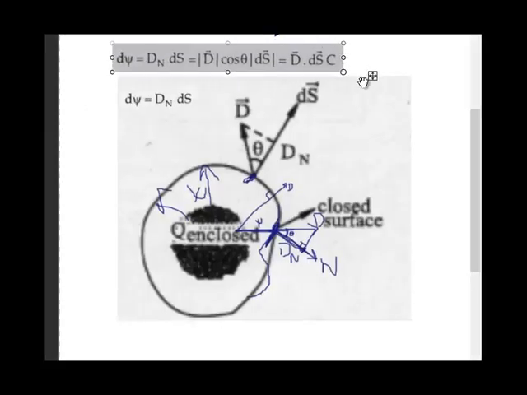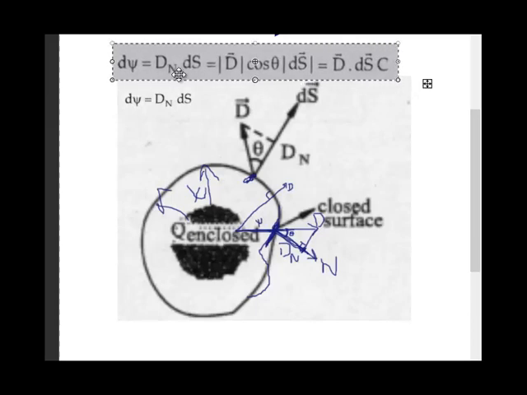You can see the formula. dψ is dn into ds, where dn is the normal component of D having angle theta. So it can be written as D cos theta into ds, where D is a vector quantity, and ds, the differential surface, is also a vector quantity. So if I take the mod of these two, this looks like a dot product of D and ds. So I can replace it with D dot ds. So differential psi is given by D dot ds.